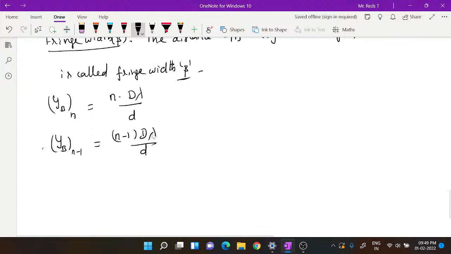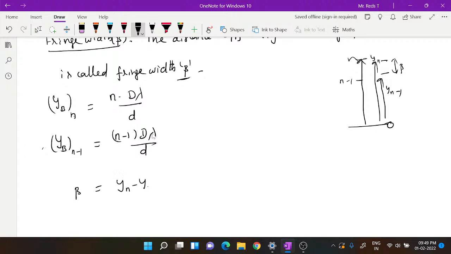By definition, beta is equal to, say for example, this is a reference point, here is your nth fringe. So the distance from here to here is yn, and here is the n minus 1 fringe, so the distance from here to here is yn minus 1. If you want the distance between them, from the entire yn you have to subtract this. Then we get this one. This is nothing but your beta. So how can you do this? Beta is equal to yn minus yn minus 1.